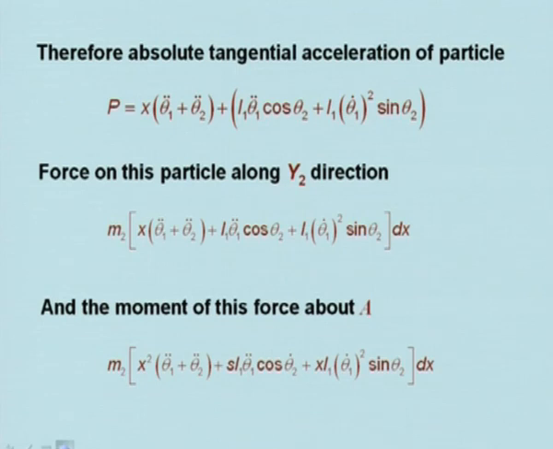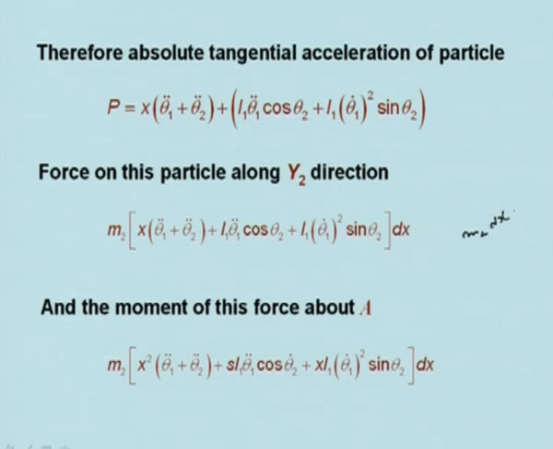Now, the force on this particle along the y2 direction is m2 into x theta 1 dot dot plus theta 2 dot dot plus L1 theta 1 dot dot cos theta 2 plus L1 theta 1 dot square sin theta 2 into dx, because the mass of this small element at distance x is m2 into dx. So, m2 dx is the small mass, and m2 is the mass per unit length, or it can be a function of x.